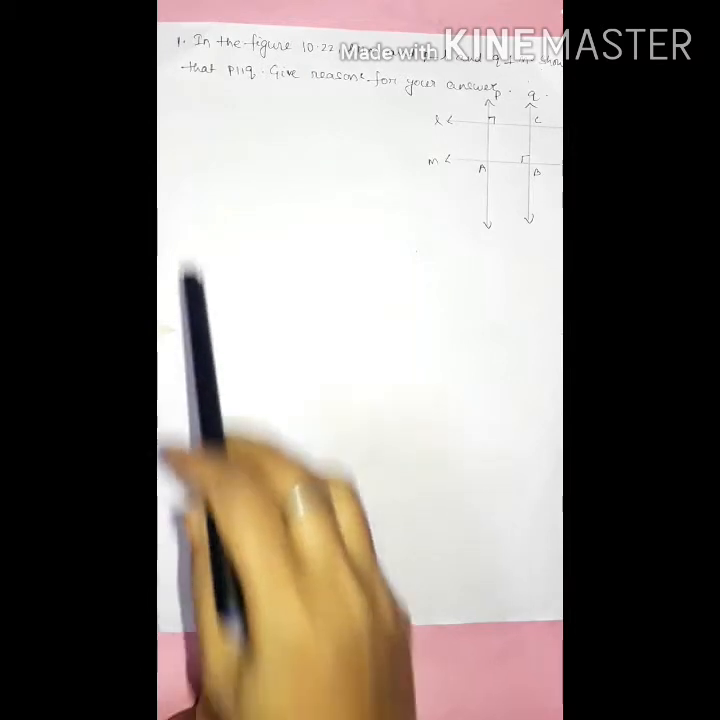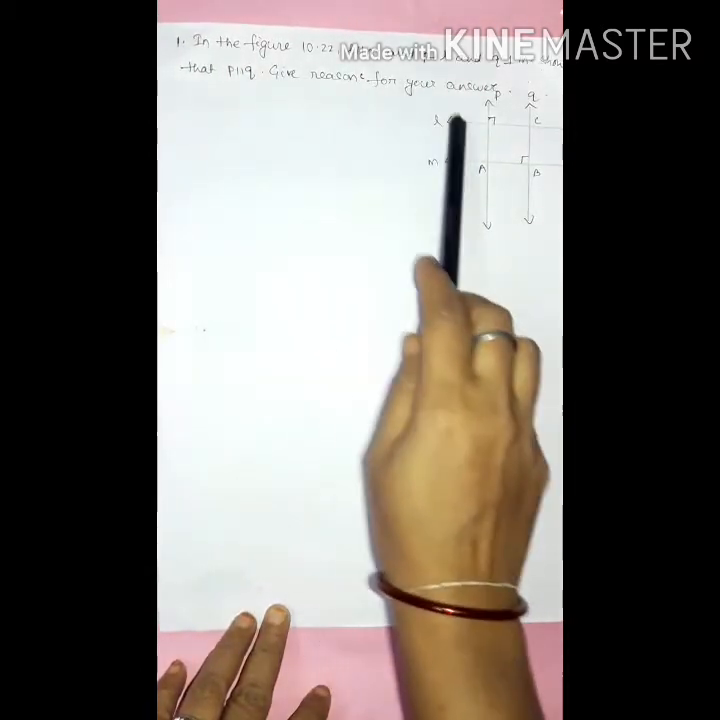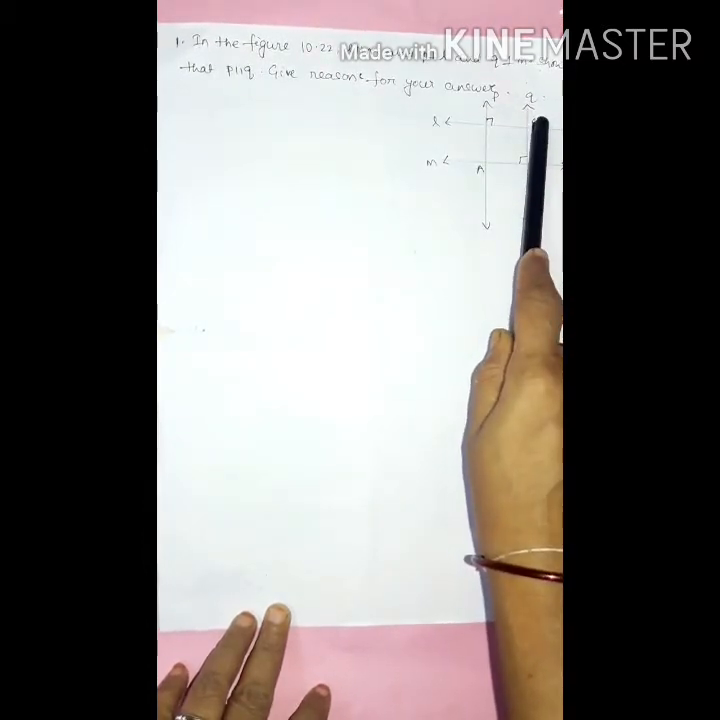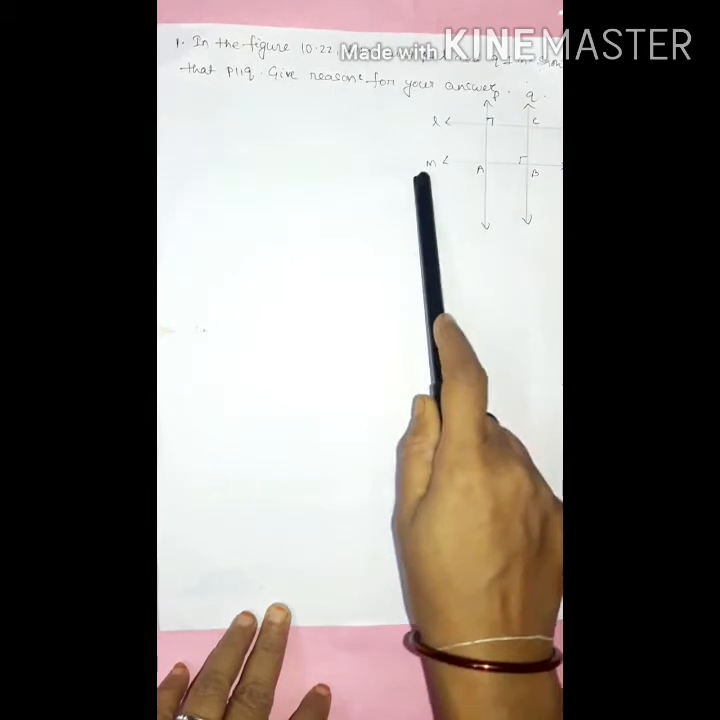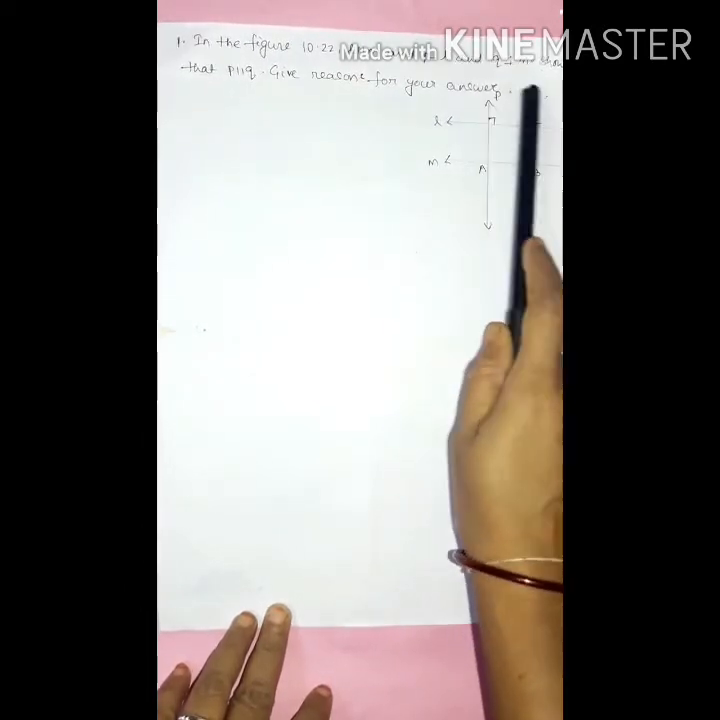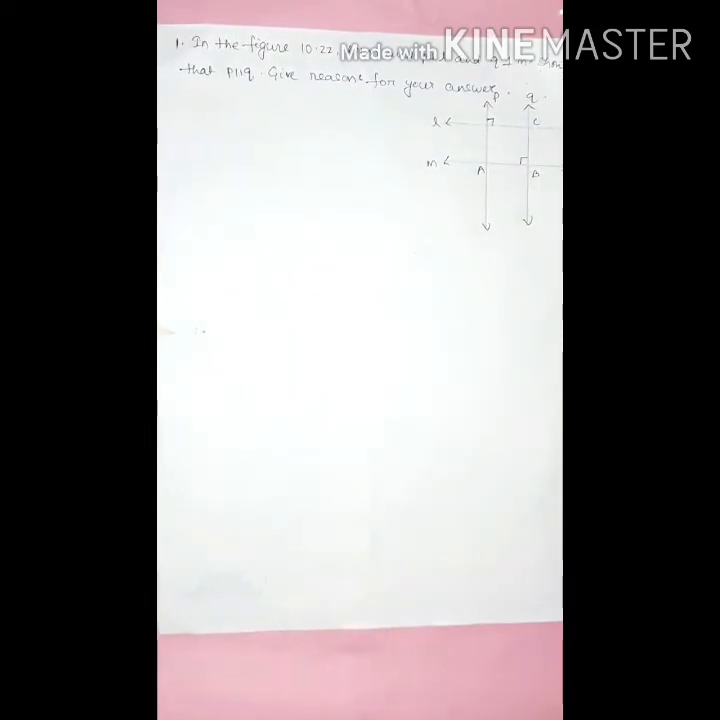Study. This is worksheet 2 of chapter 10. In the given figure, L is parallel to M, P is perpendicular to L and Q is perpendicular to M. You need to prove that P is parallel to Q. Clear? So how will you write it? What is given?